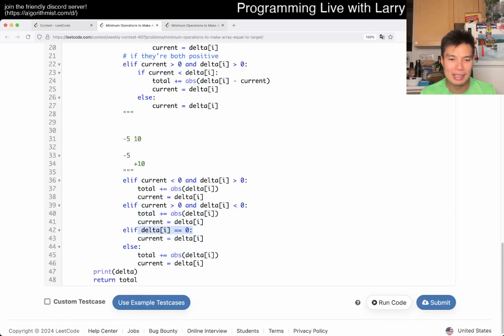If delta sub I is 0, then you get it for free, in the sense that you don't have to make any change, but you also have to end your streak, right? And then here, if current is equal to 0, that's the only case left. If current is equal to 0, then you just have to go to delta, right? And that's pretty much the idea. Yeah. And that apparently is enough.